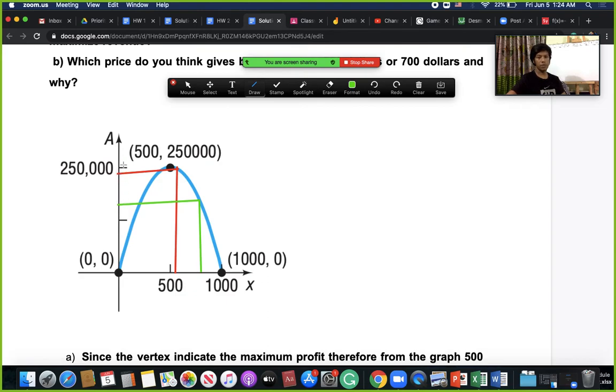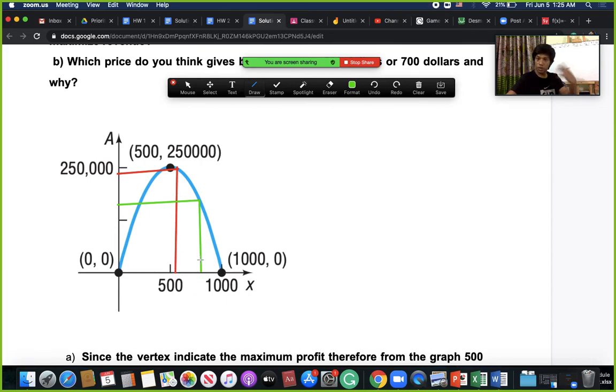At which value is the revenue more? You see, the red value is the revenue. This is the maximum, 250,000. This is close to 250,000. So close to this value is more. That means the red line is more. That means $550 is better.